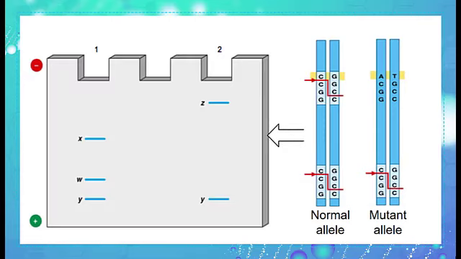So, if we go back to the earlier example about the normal and the mutated gene, the restriction map of the normal allele will show 3 bands, while the restriction map of the mutant allele will show only 2 bands. The bands are obtained at different positions due to their different sizes.